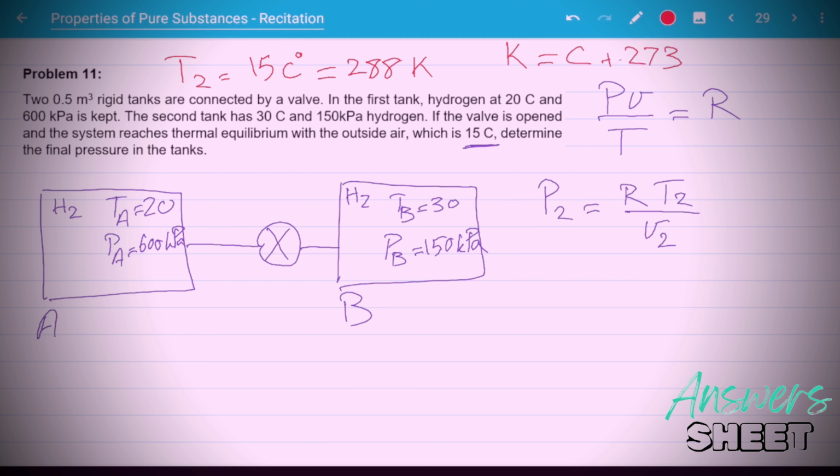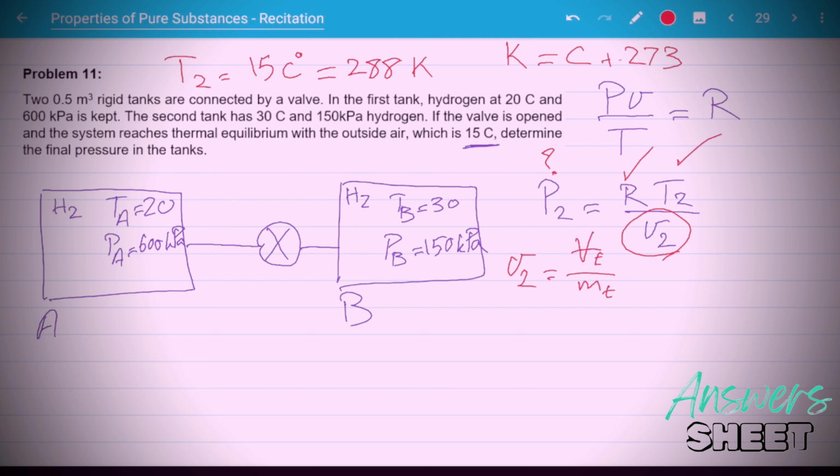Okay, so I know that second temperature. The gas constant, I know from the tables. P is the one I'm looking for. What about specific volume at the final state? Now, the specific volume is the total volume over total mass.